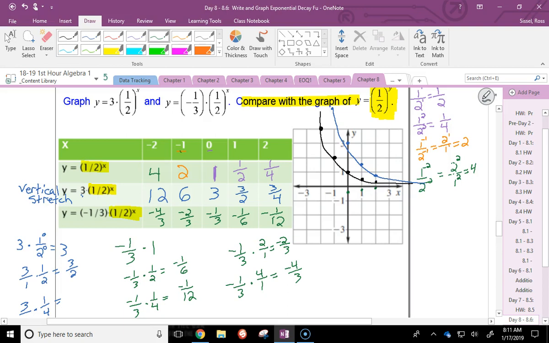When x is negative 1, I should have negative 2/3. So that's like 0.6. That's a little bit bigger. When it's negative 2, it's negative 4/3. So that's 1 1/3. So I'm about here. And we look at it, what should this be compared to my black line, do you think? It is a reflection.